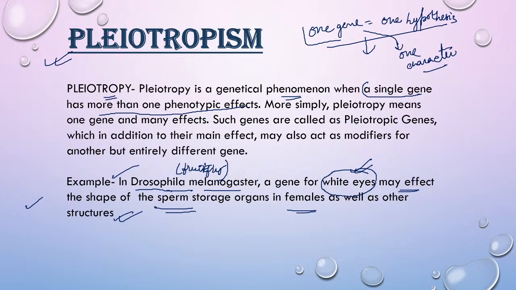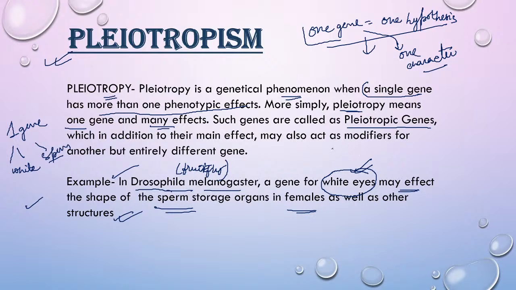So these types of genes are known as pleiotropic genes. What are pleiotropic genes? Pleiotropic means one gene and many effects. Only one gene will be there, but there will be several effects. One gene can control the color for the white eyes, it can also control the storage of the sperm in the sperm storage organ in the females, and it is also controlling other effects too. So this is known as pleiotropism.